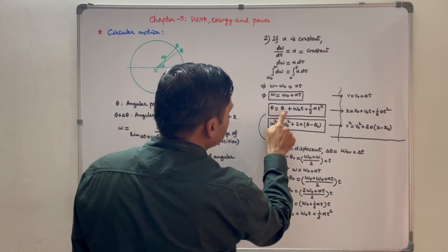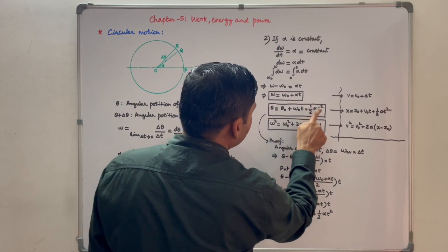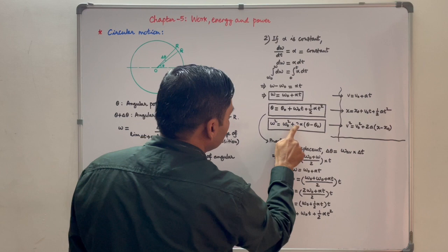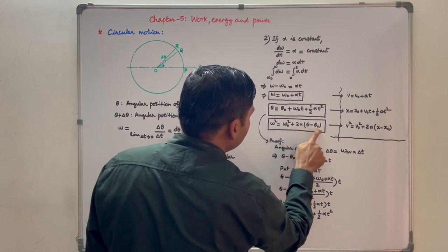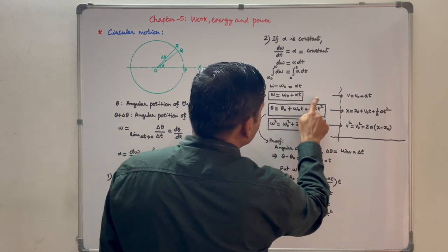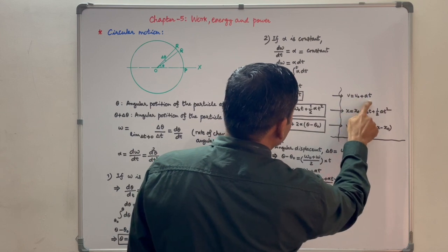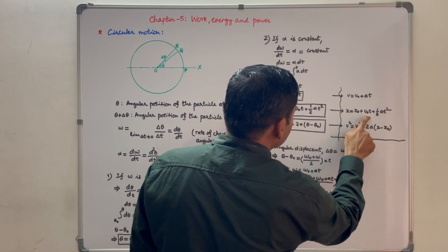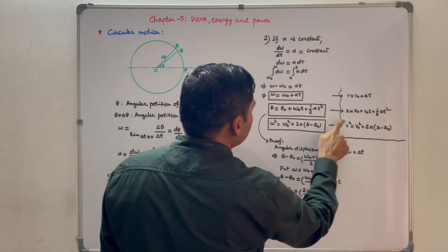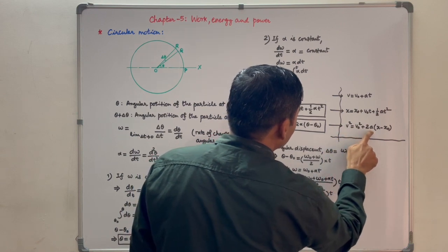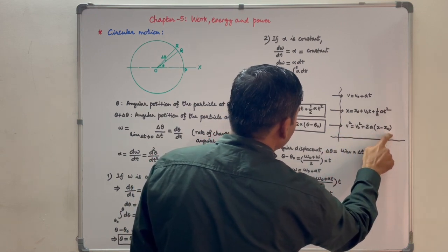Theta is equal to theta 0 plus omega 0 t plus half alpha t square, and omega square is equal to omega 0 square plus 2 alpha into theta minus theta 0. These three equations are analogous to motion in a straight line. First equation is analogous to v is equal to v0 plus at. Second equation is analogous to x is equal to x0 plus v0 t plus half at square. And third equation is analogous to v square is equal to v0 square plus 2a into x minus x0.